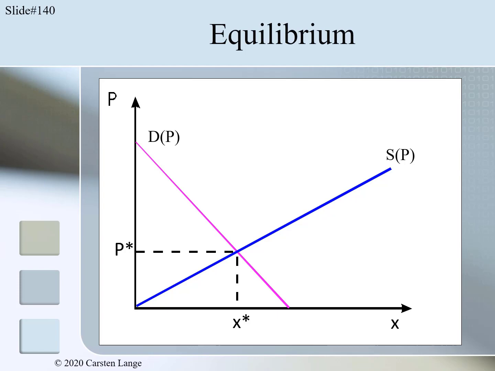The market process or the invisible hand obviously works in both directions. If the price is higher than the equilibrium price, the invisible hand will push it down. If the price is lower than the equilibrium price, the invisible hand will push it up.